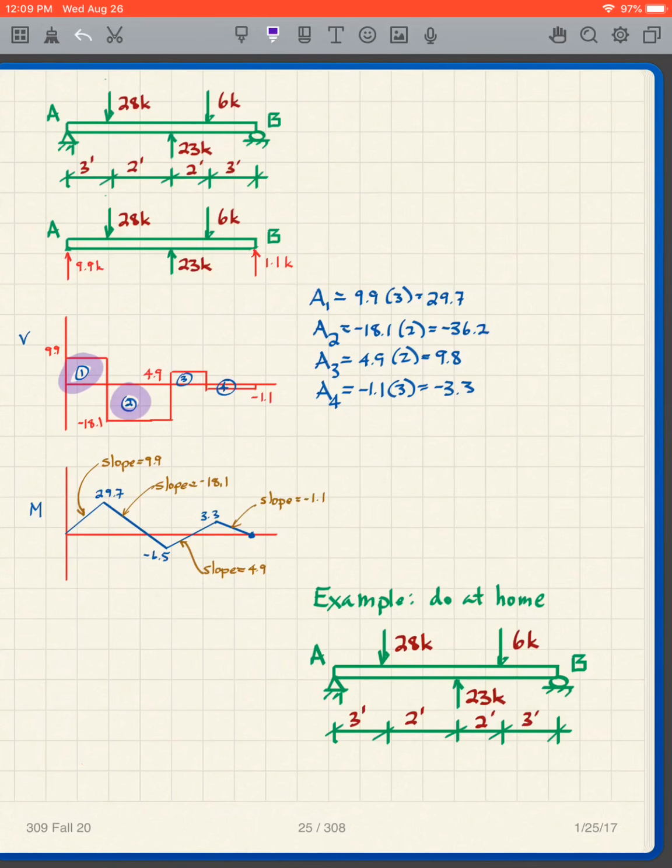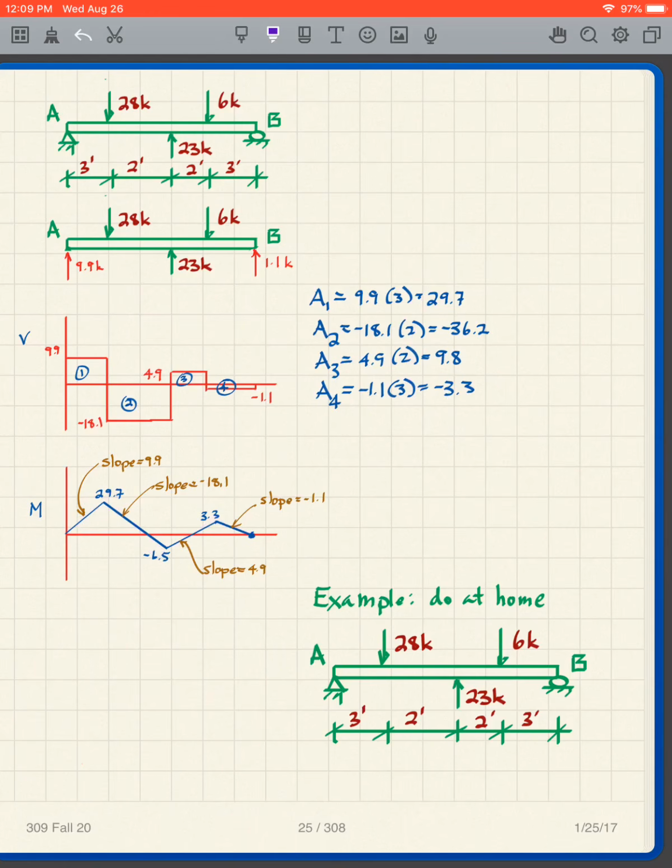calculations of the areas. So using these areas, I go up to 29.7. I go down 36.2 to take me to negative 6.5. I go up 9.8 to take me to 3.3. Then I go down 3.3. Takes me back to 0.